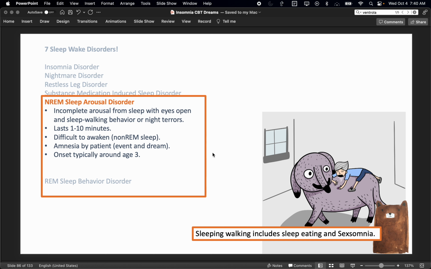The eyes are open. They can have sleepwalking behaviors or night terrors, lasting up to maybe 10 minutes, and then they go back to sleep. It's really hard to wake these people up. They don't remember what happened during that event. They don't even know what the dream was.